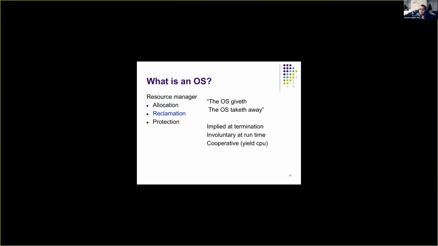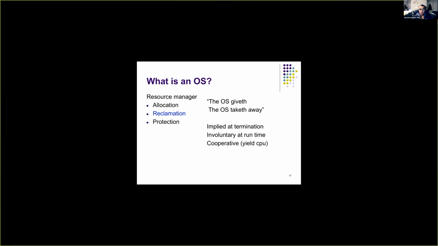And also, once the resources are allocated, it also needs to make sure that the resources are reclaimed, or else a process might just hog the resources and make them unavailable for the other processes. So it needs to make sure that these resources are reclaimed. The reclamation is kind of implied at termination, because when the process terminates, all the resources are reclaimed. Also, a few resources are actually preemptively taken from the process when they are needed by other high priority processes. And reclamation can also be cooperative.